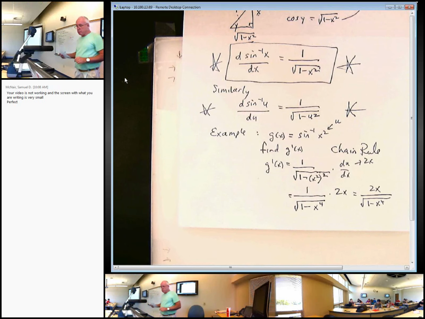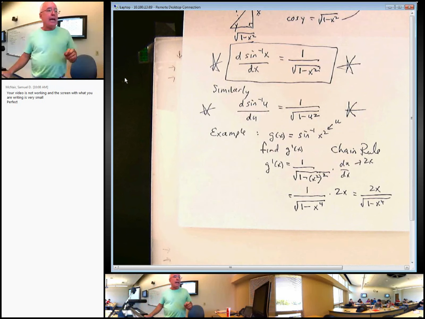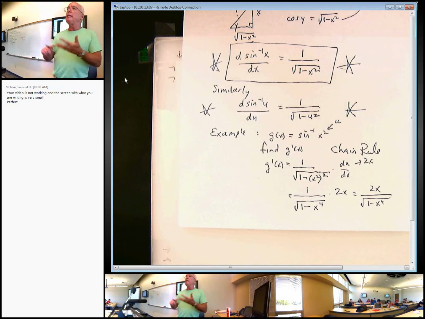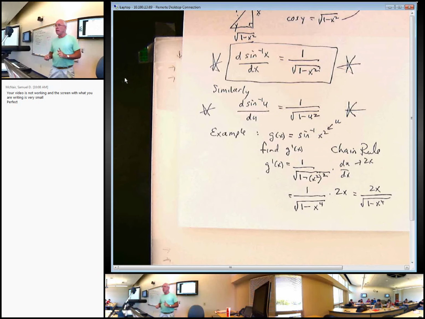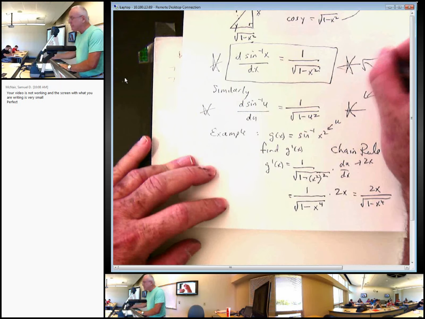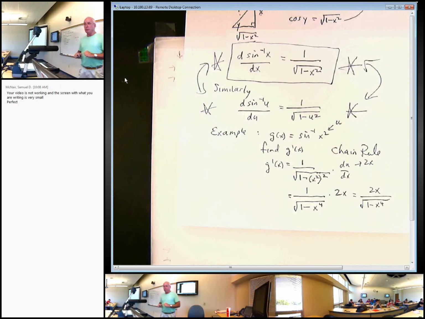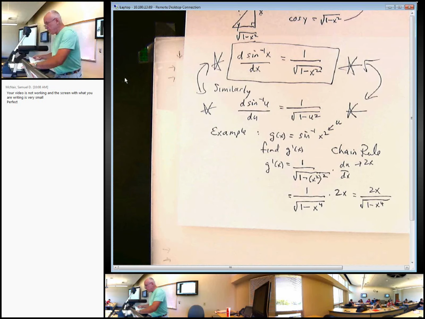What we're going to move on to next, we're going to look at the inverse cosine and then the inverse tangent. So we've got 2 more inverses to look at here. This is the inverse sine. These here are those formulas for the inverse sine derivative that you've got to remember. Let's go on then to the inverse cosine.